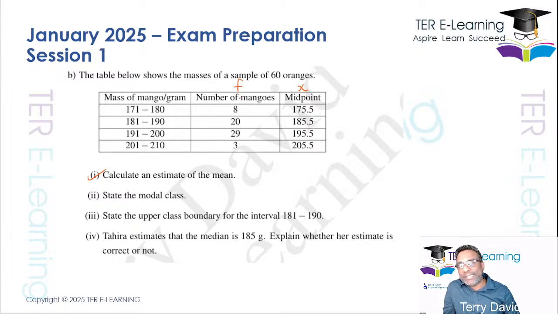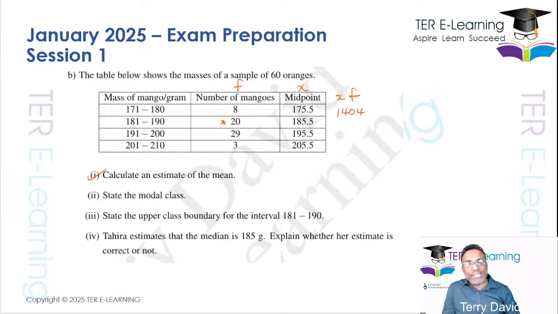The number of oranges is your frequency. So for a question like this, we need to work out the product of your midpoint and your frequency. So we need to work out xf, and you have to calculate that. That's going to be 8 multiplied by 175.5. You're going to get 1404. I'm multiplying these numbers here.